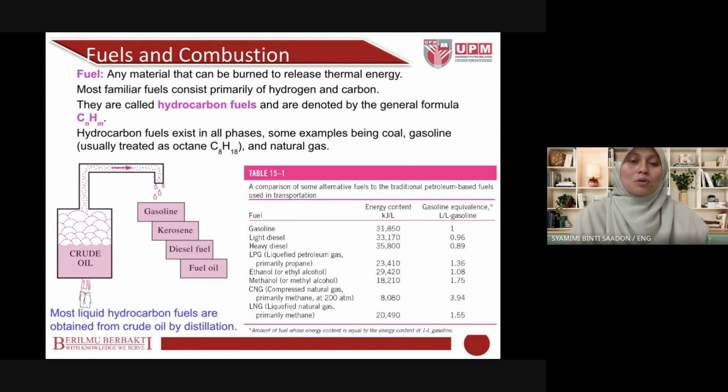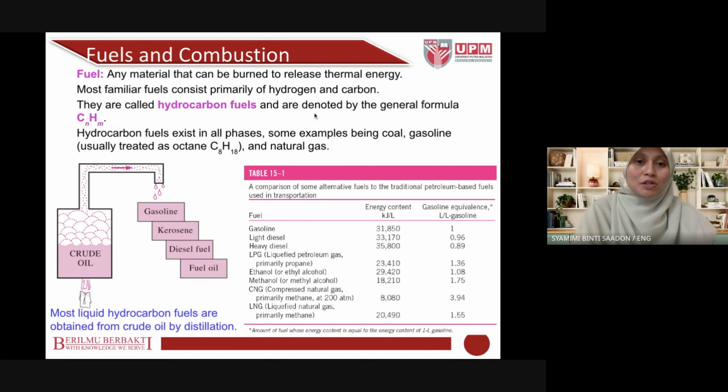Most familiar fuels primarily consist of hydrogen and carbon, C and H. They are usually called hydrocarbon fuels. We use the chemical compound CnHm, depending on the number of moles of carbon and hydrogen in the molecule, right?